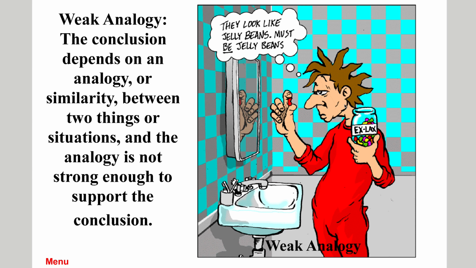Number 14 is weak analogy. There are strong analogies, and then there are weak ones. In a weak analogy, the conclusion depends on analogy or similarity between two things or situations, and the analogy is not strong enough to support the conclusions. Right? They look like jelly beans. They must be jelly beans. Obviously, that's a weak analogy.